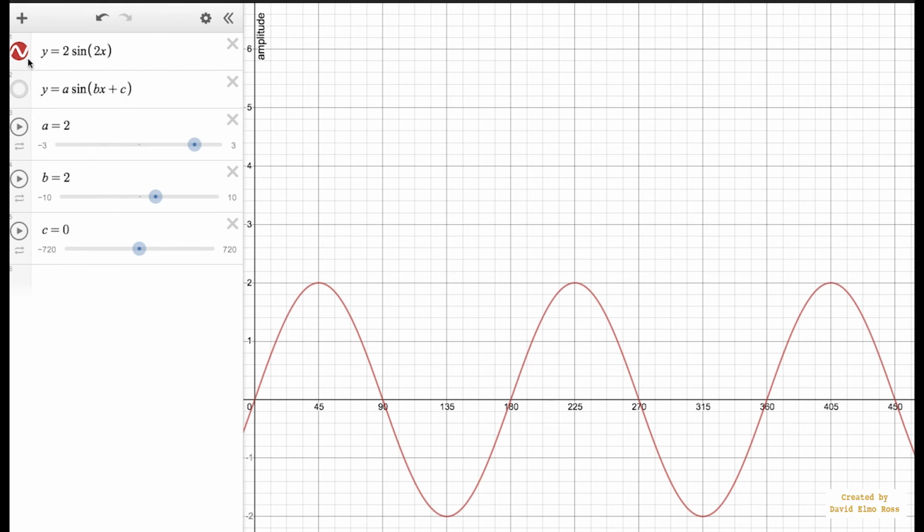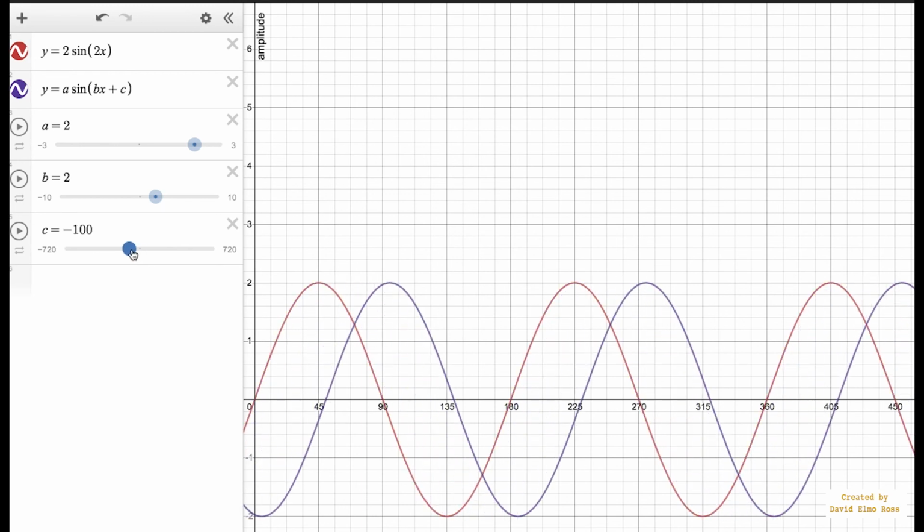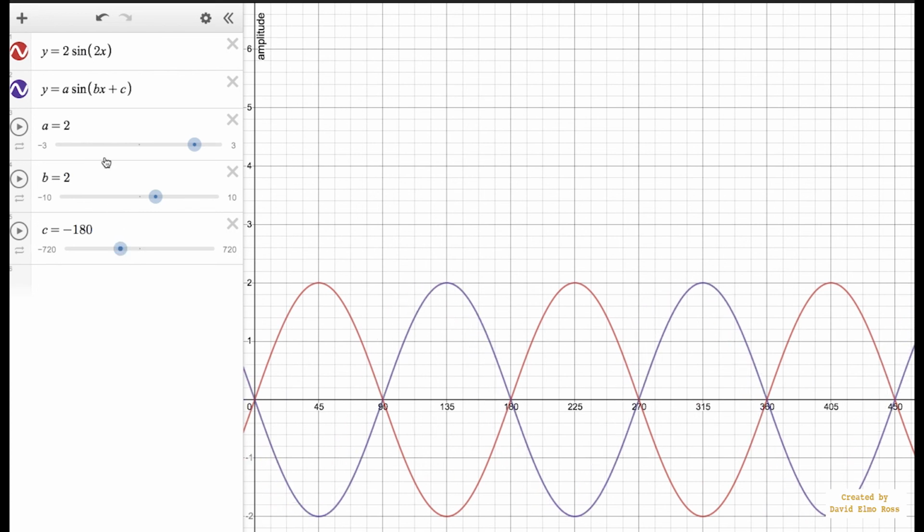Now right now this is this wave here, and if we switch to this wave, we can see that these two waves are identical. Why are they identical? Because the A is 2 for both of these, the B is 2 for both, and right now the C is 0. Let's see the effect of changing the C. So we're going to move it in this direction, and you'll notice that this wave here in blue is actually moving in the opposite direction. As we make this negative, it moves the blue wave in this direction here.